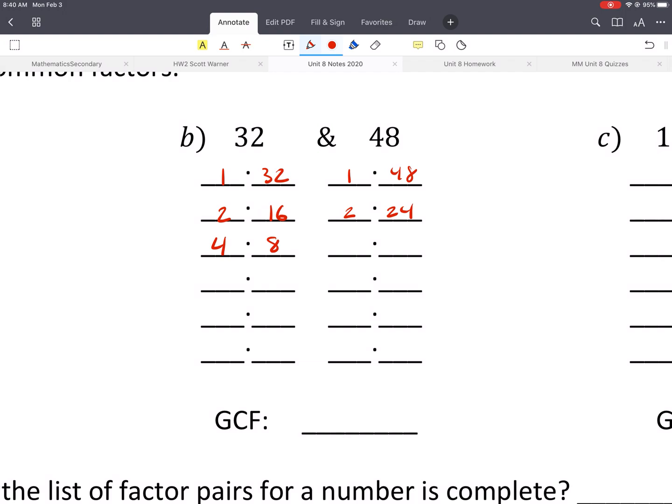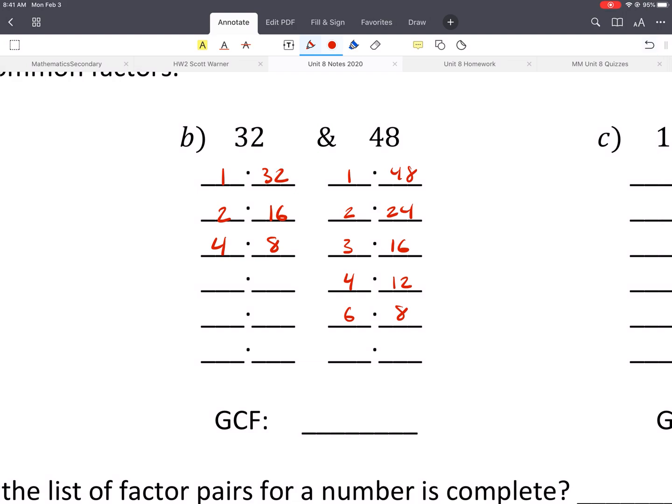Does 3 go into 48? It does, so 3 and 16. 4 goes into it 12 times. 5, no. 6. 6 and 8. And 7 doesn't go in. And then we'd go to 8, and we're back to where we were before.